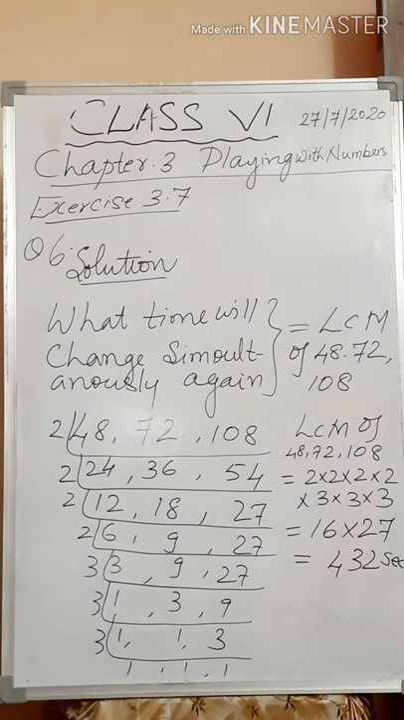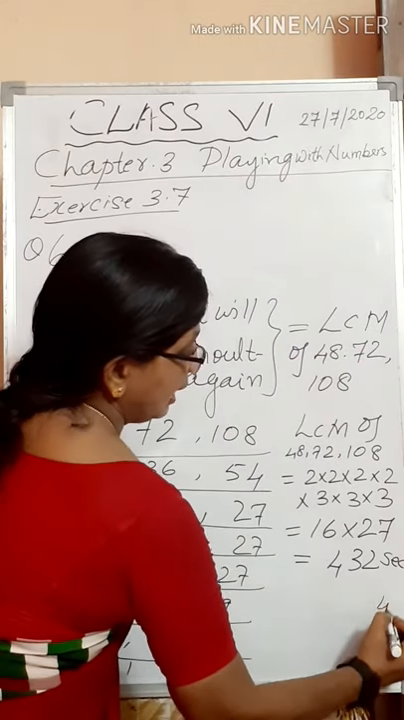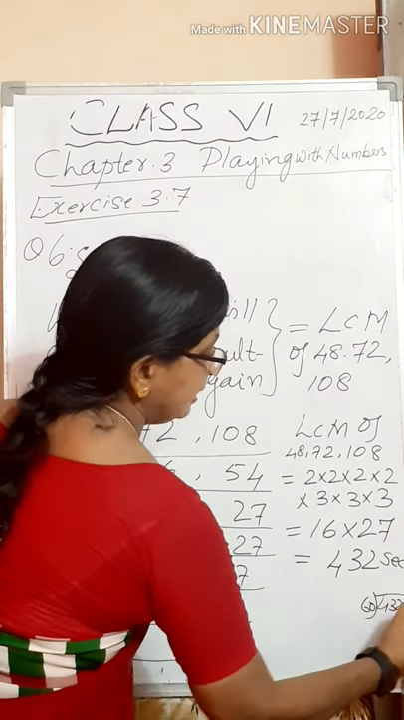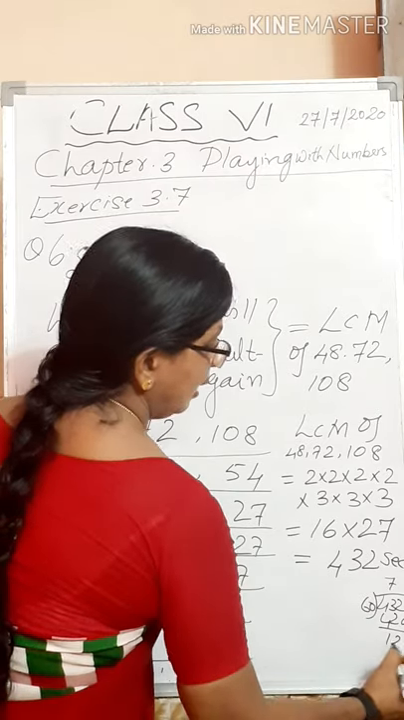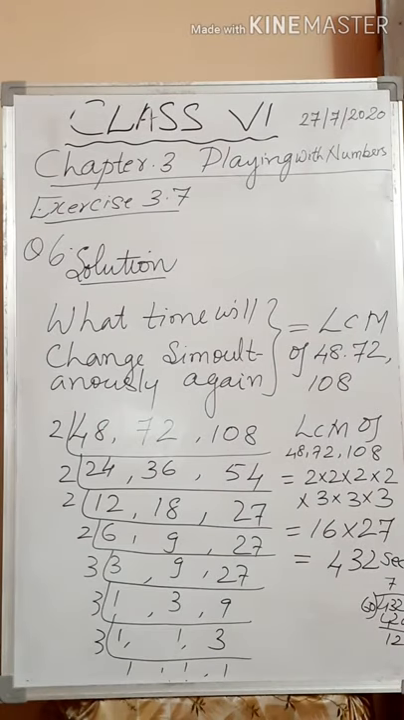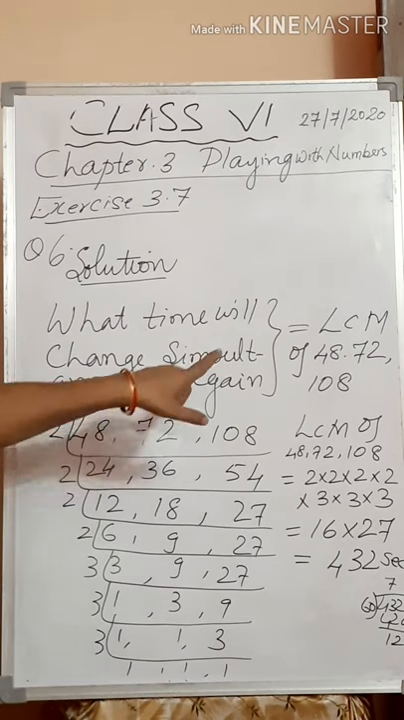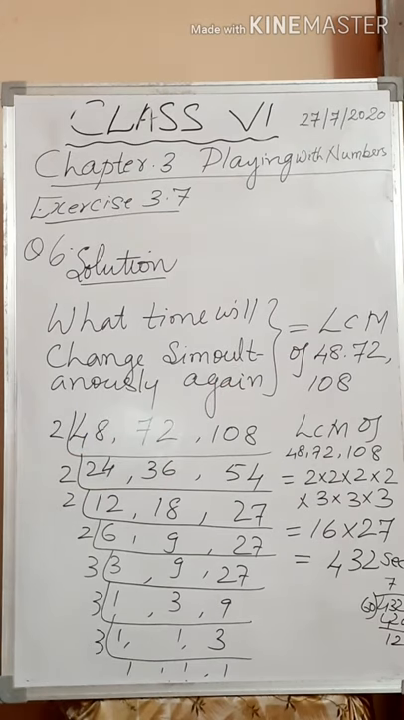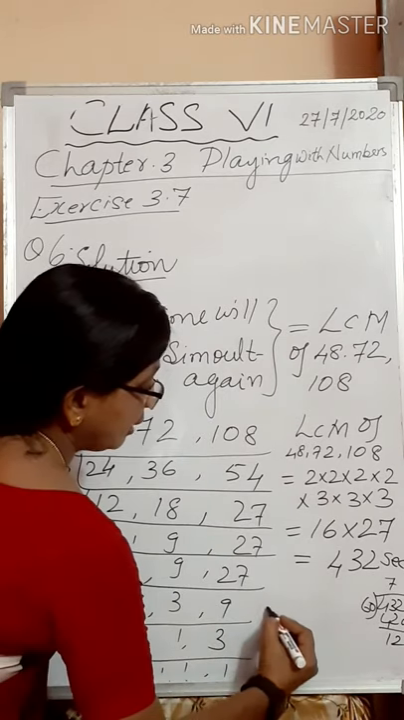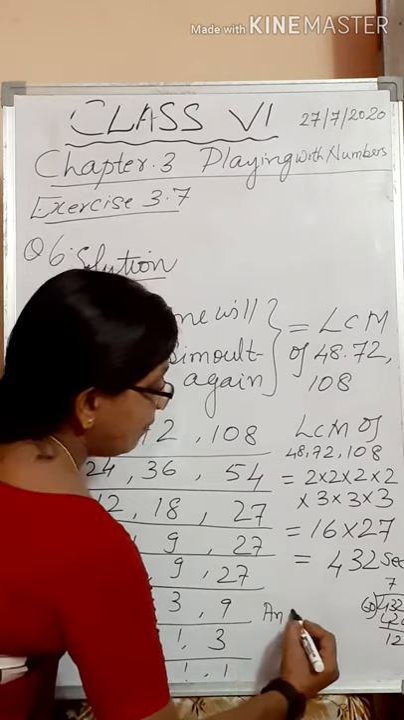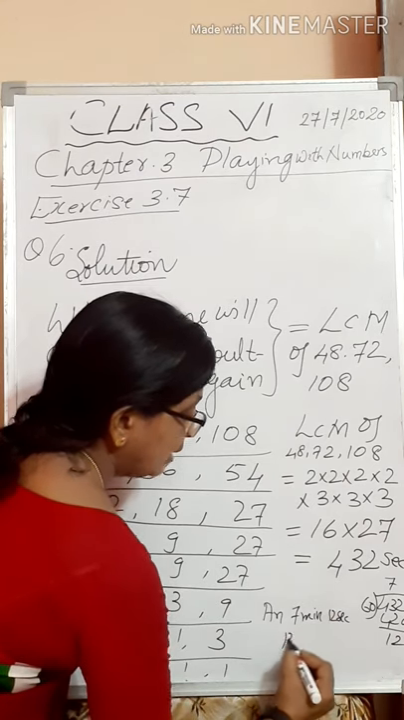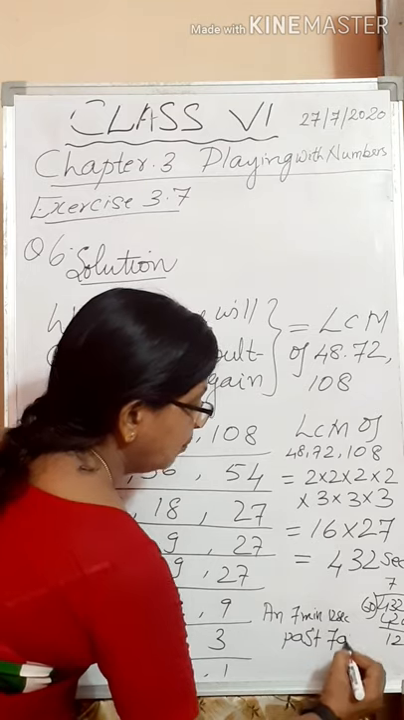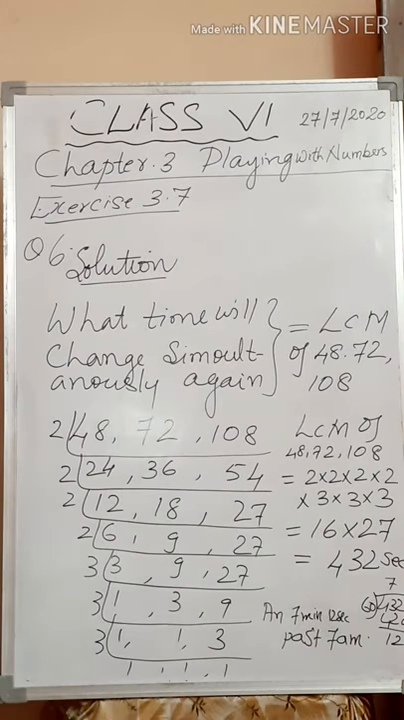That means 432 seconds. When we divide this by 60, we change that into minutes: 7 minutes, 12 seconds. At 7 a.m. these lights change simultaneously. After that, what time will they change simultaneously? According to the question, the answer is 7 minutes 12 seconds past 7 a.m. This is the answer.